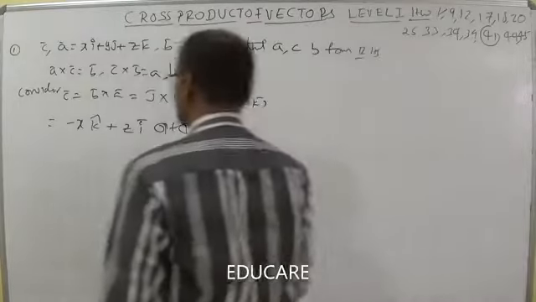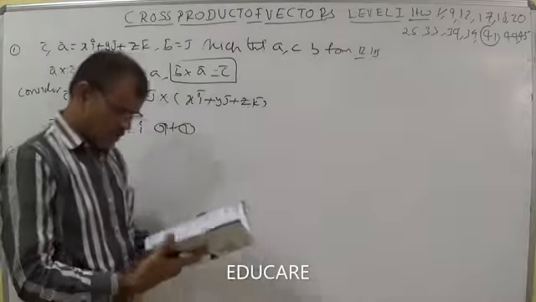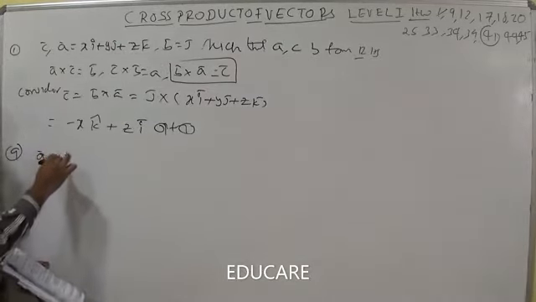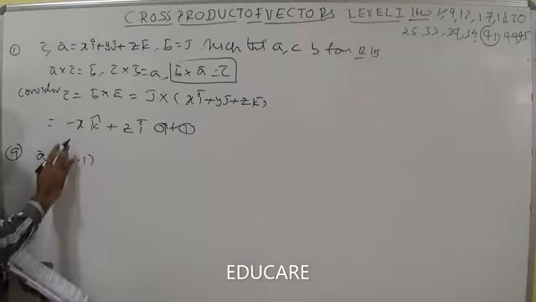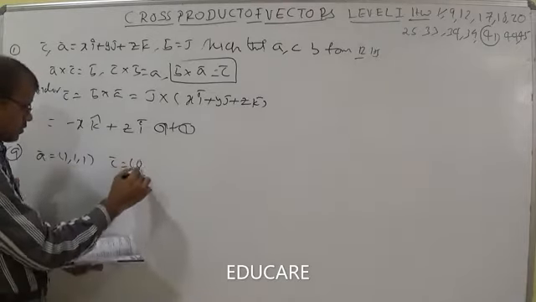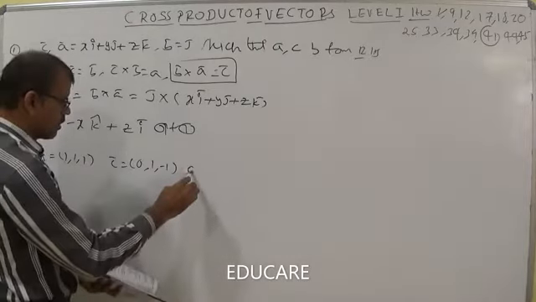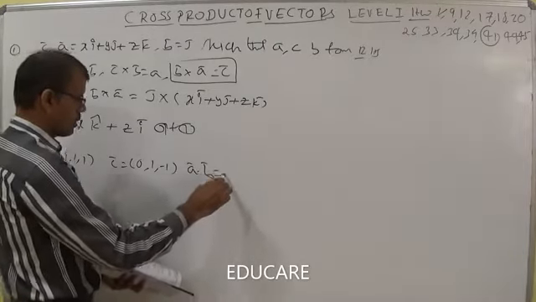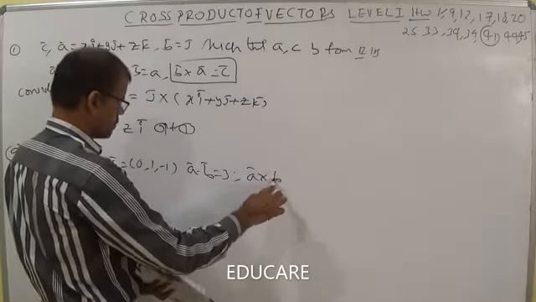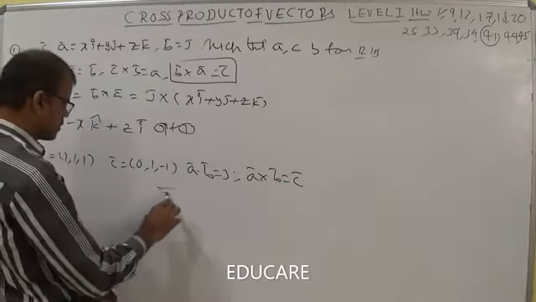Next, 9th question. Let us discuss the 9th question. Given that A bar is equal to 1, 1, 1. Components are given, not in vector form. Next, C bar is equal to 0, 1, minus 1. If A bar dot B bar equals 3, and A bar cross B bar is equal to C bar, what is B bar?